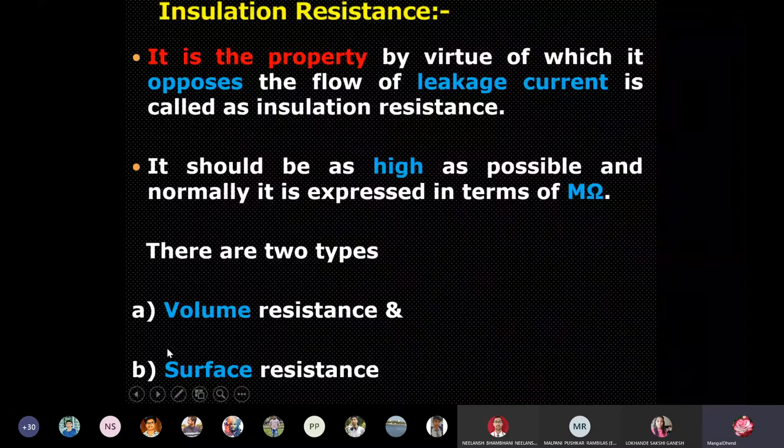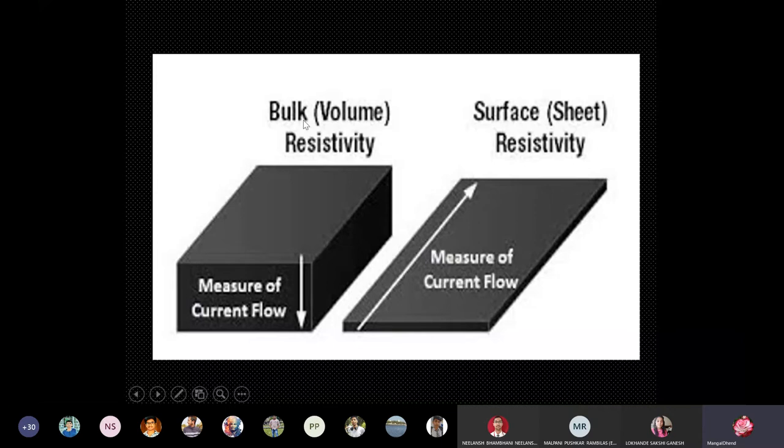Surface resistance means you will consider only one surface. Try to understand: when you are considering volume resistance, suppose this is a cube. You can see how the current will flow. For volume resistance, it will pass through the volume. Height is required, length is required, breadth is required. So volume has to be considered, and what resistance is offered to the current. But with surface resistivity, the current will transfer longitudinally, like this. So only surface resistance will be considered. That is the difference between the two resistances.